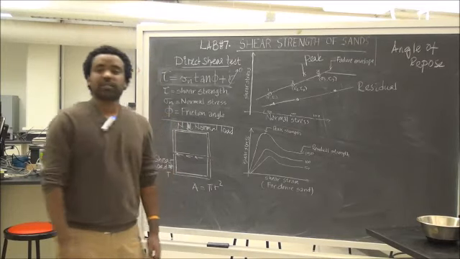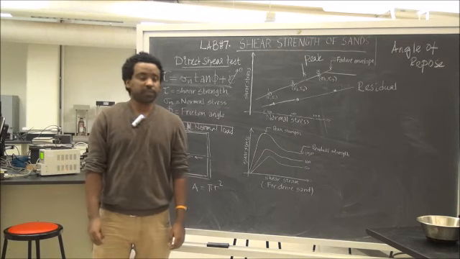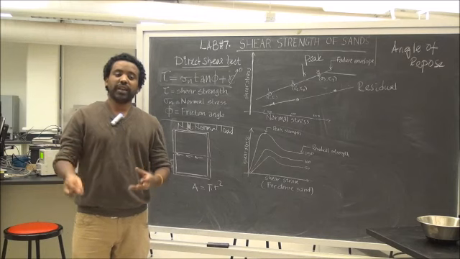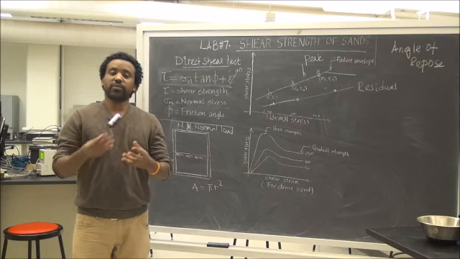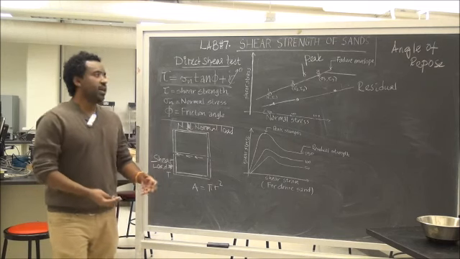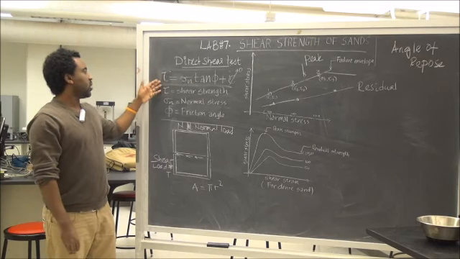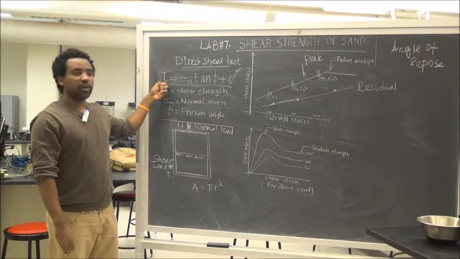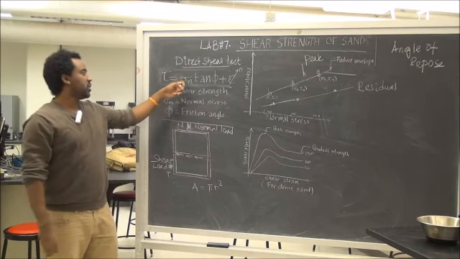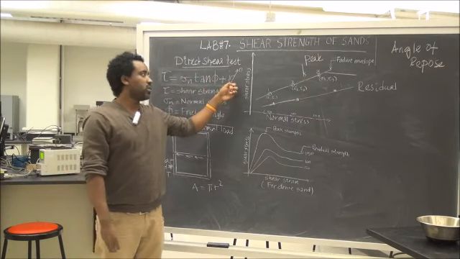Hi everyone, this is lab number 7, which is talking about the shear strength of sand. Generally, when we say shear strength of sand, we are talking about the frictional resistance of the soil. It is governed by the Coulomb equation, where the shear strength of the soil depends on the normal stress applied on the soil, the friction angle of the soil, and the cohesion of the soil.